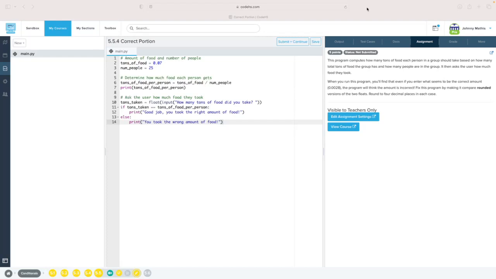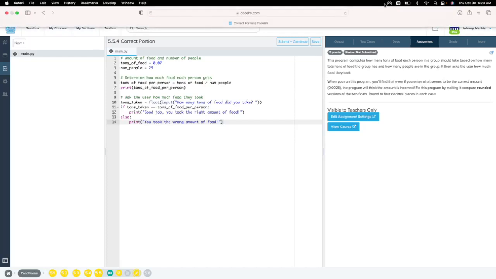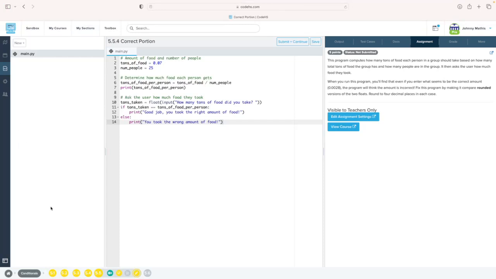Hello, everyone. We're here on 5.5. This is floating point numbers and rounding. Okay, so let's see what CodeHS wants us to do.